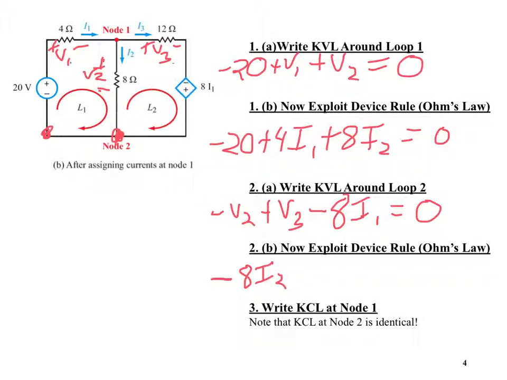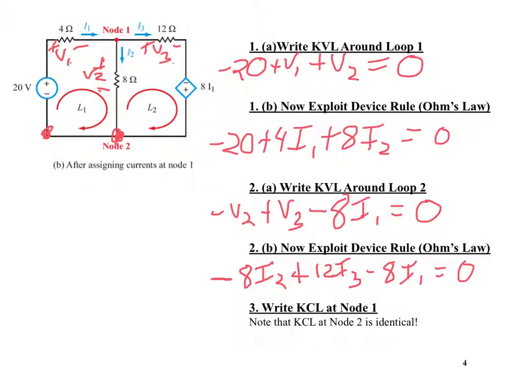Then we go to V3. Our route around the loop gave us a positive V3. The arrow for I3 is going into the positive sign of V3. Therefore, V3 is equal to plus 12 I3. So we had the plus from the KVL direction, and then times plus 12 times I3. And then we have minus 8I1 for the dependent source, and we set that equal to 0.